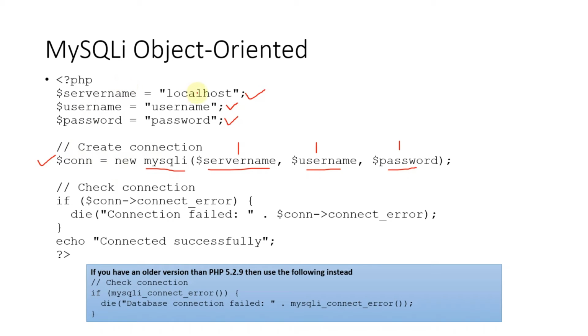Once you assign values to server name, username, and password, after that you need to create the object conn, connection. You can give any name to this object, so it must take these three values. The object has been created. After that we need to check the connection. So for that purpose we have an if statement. This statement will determine whether the connection has an error or it has been successfully created.